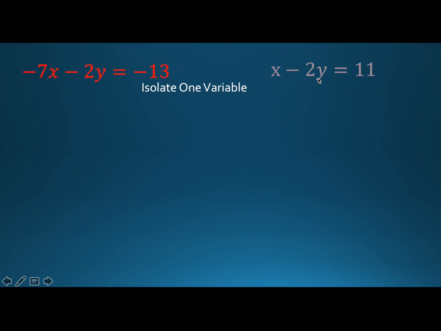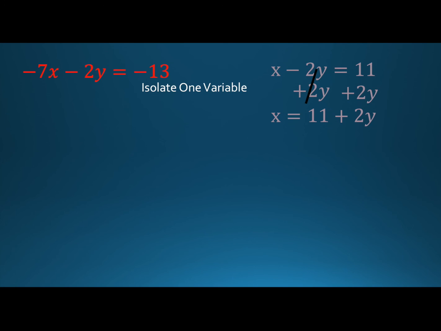You add 2y to both sides. These cancel. And then that's it. x equals 11 plus 2y. Now we have an x isolated. Now try to solve this on your own because the steps are exactly the same as before. Pause the video and then come back and check your answer.